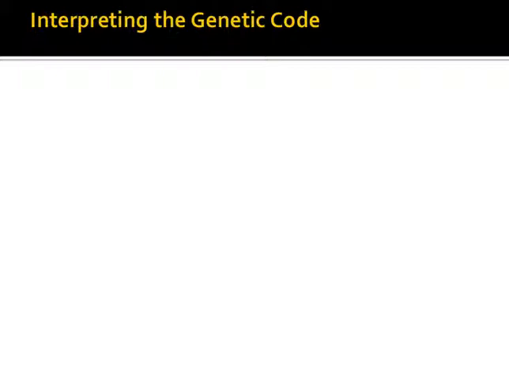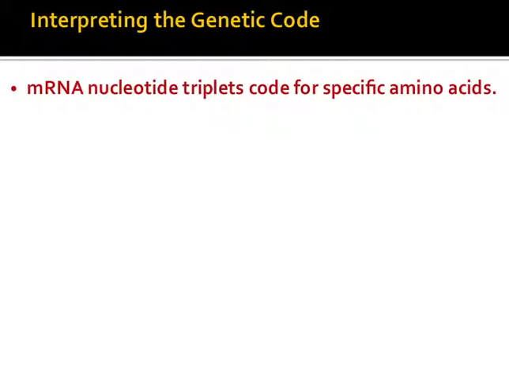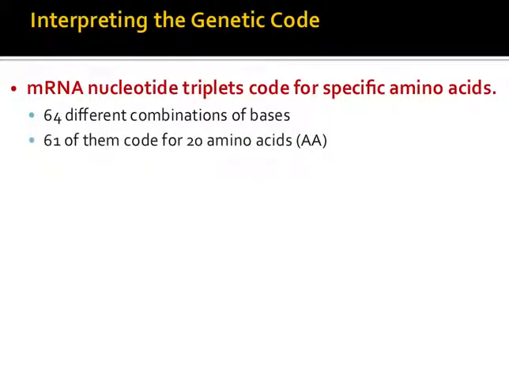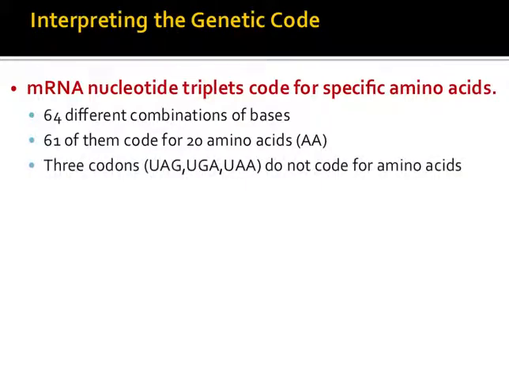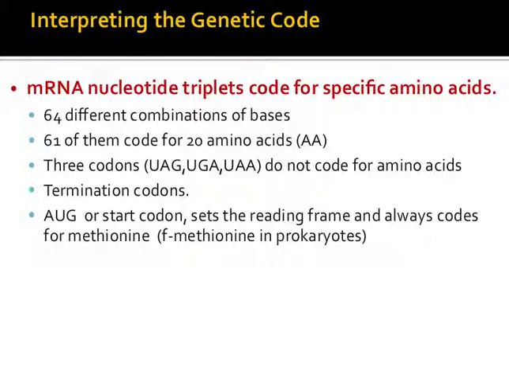So what we know now is that the messenger RNA nucleotide triplets code for one specific amino acid. There are 64 different combinations of bases, and 61 of them code for the 20 amino acids. There are 3 codons that don't code for any amino acids, and they're called termination codons, and they stop the translation. And there is one codon, AUG, which is also called the start codon, that sets the reading frame for the transcript and always codes for methionine in eukaryotes or formyl methionine in prokaryotes.